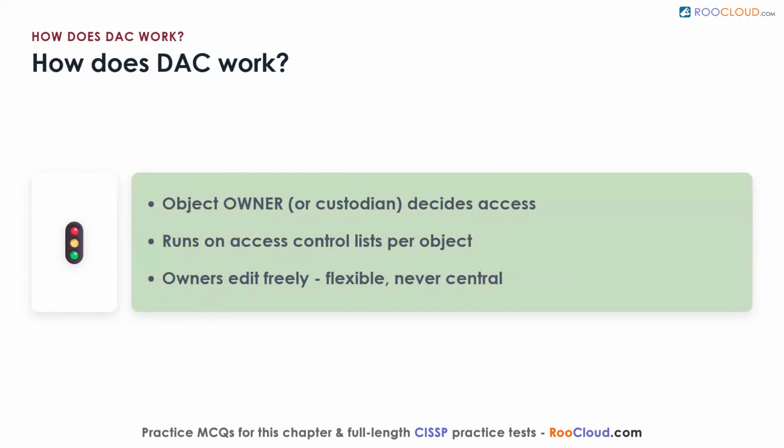Let's look closely at the discretionary model first. In discretionary access control, whoever creates or owns an object controls access to it. Build a new spreadsheet, and you own it, so you can hand out or revoke access as you please. Owners can even delegate that power to a data custodian for daily upkeep. It runs on access control lists attached to each object. And because owners edit them freely, the model is wonderfully flexible but never centrally governed. This is exactly how file permissions work on common desktop operating systems.